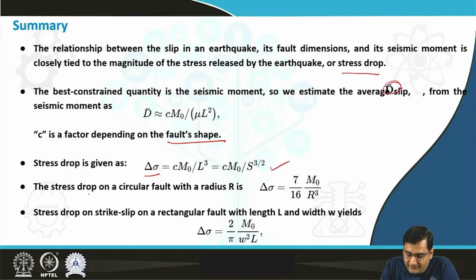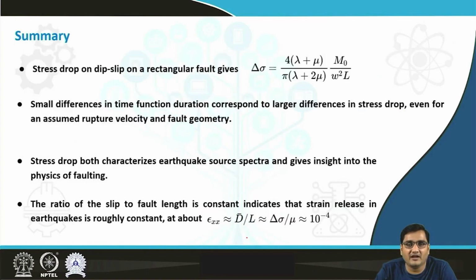The stress drop on a circular fault with radius r is Δσ = 7/16 M0 / r³. Stress drop on a strike slip rectangular fault with length L and width W yields Δσ = 2/π M0 / (W² L). Stress drop on a dip slip rectangular fault can be written as Δσ = 4(λ+μ) M0 / (π(λ+2μ) W² L). It can also be further written for the Poisson solid, where λ = μ.